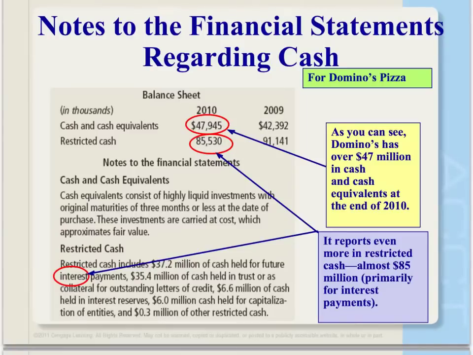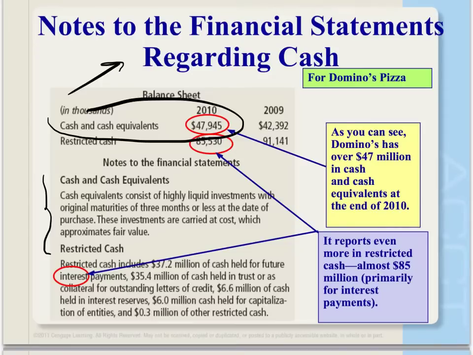Before we go, we're going to take a look at one more item, which is calculating free cash flow. But first, I want to briefly show you some details on the financial statements regarding cash. This is for Domino's Pizza. You see these notes to the financial statement, and you can see where it's reported here on the balance sheet. In the notes, they've given you some details. They tell you what the cash equivalent equals, and they also show you what the restricted cash is.